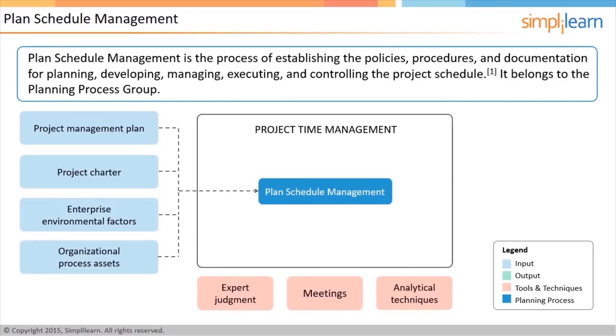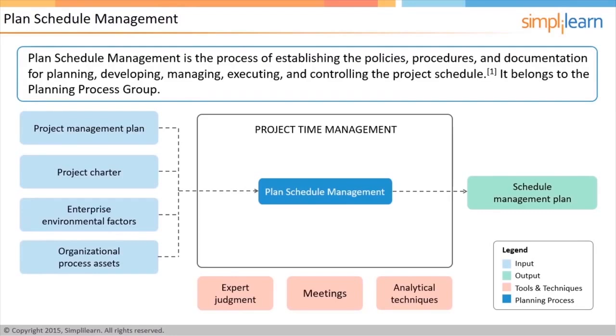Now, let us look at the outputs of this process. Schedule management plan is a component of the project management plan that describes the criteria and activities required to arrive at the project schedule, as well as how the project may be baselined, monitored, and controlled.